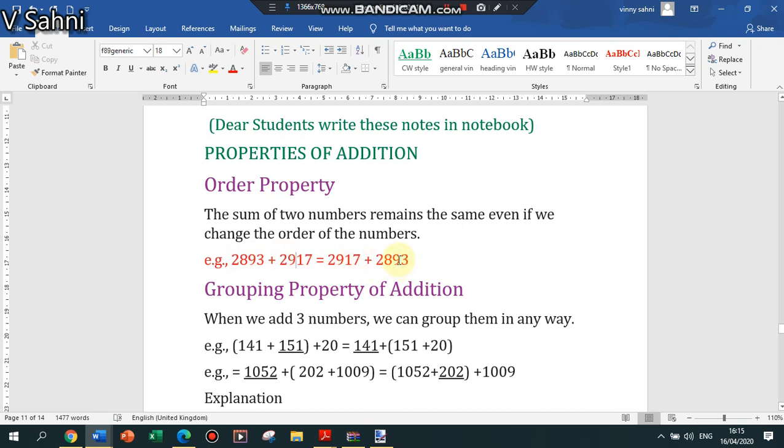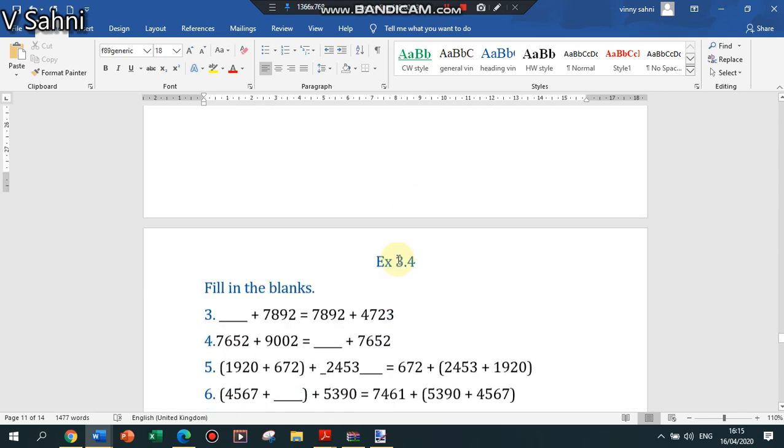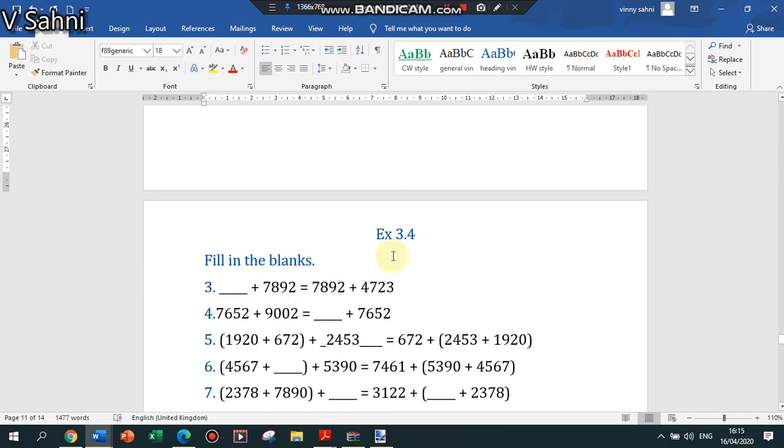How do you think the questions are going to come on this? It will be coming on a filling-the-blank basis. Say for instance, this is the question: dash plus 7892 is equal to 7892 plus 4723. So you should be able to write here 4723. You need to just remember one thing.